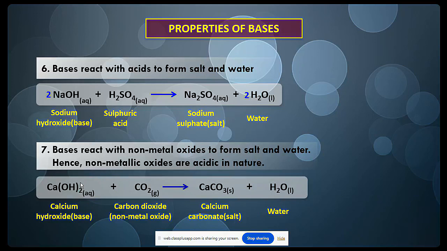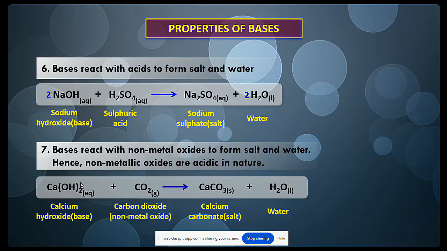Fourth property, bases conduct electricity. And fifth property, bases react with metal to give hydrogen gas, only with aluminum and zinc. Sixth property, bases react with acid to give salt and water. Seventh property, bases react with non-metal oxides, which are acidic in nature, to give salt and water.